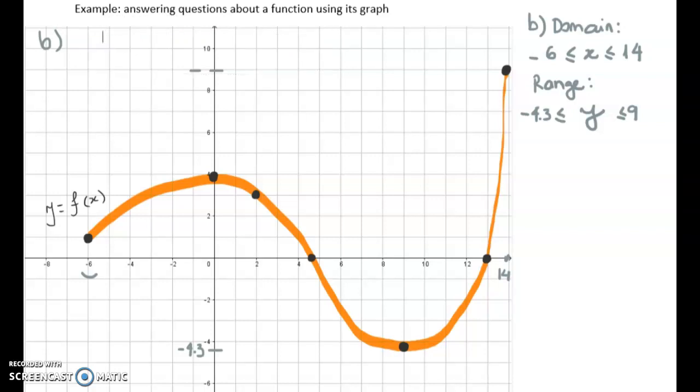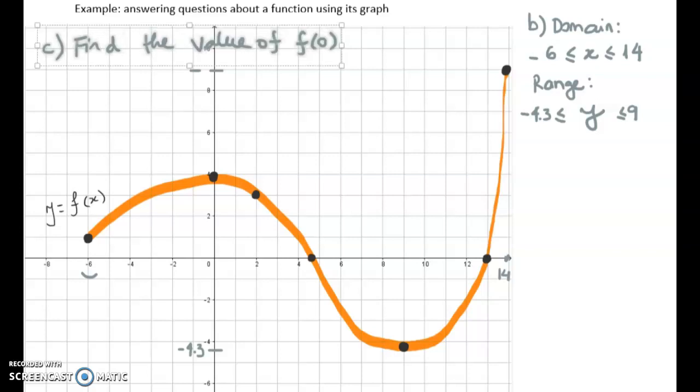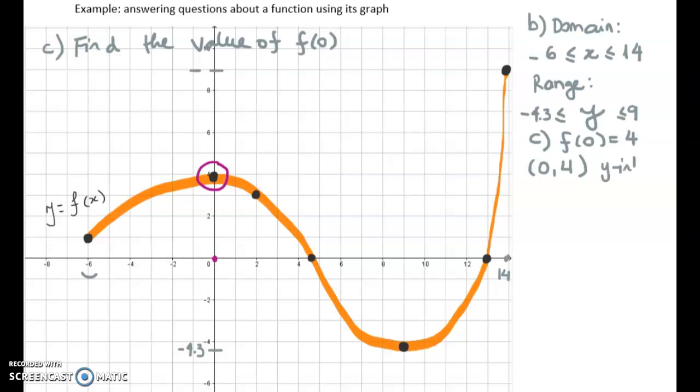For the next question, we want to find what is the value of the function at 0. So we want to see when x takes the value 0, this is over here, what is the corresponding value of the function, and we see it over here is the value 4. So we can write as answer for C that f at 0 takes the value 4. And then we say that the point (0, 4), so the x coordinate is 0 and the y coordinate is 4, is what we call the y-intercept. So it's where the function intercepts the y-axis.